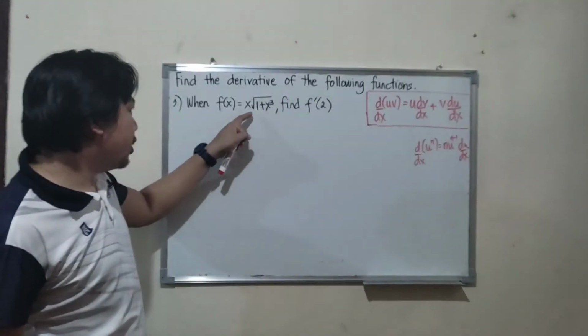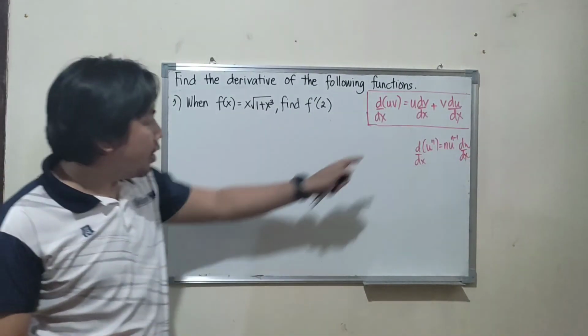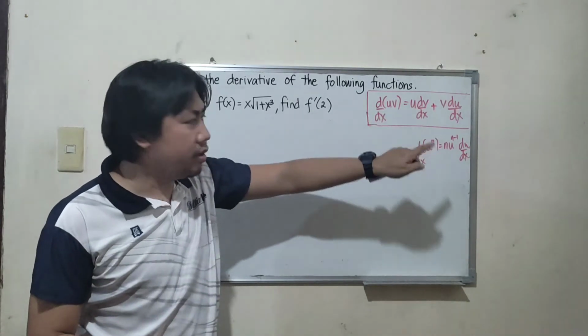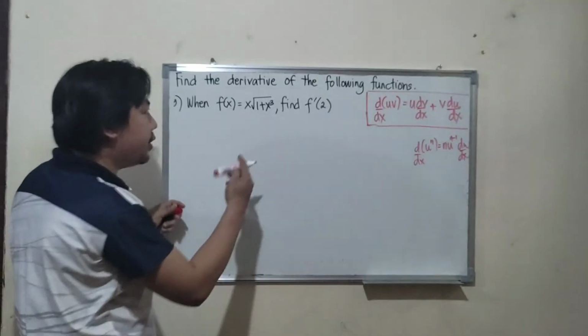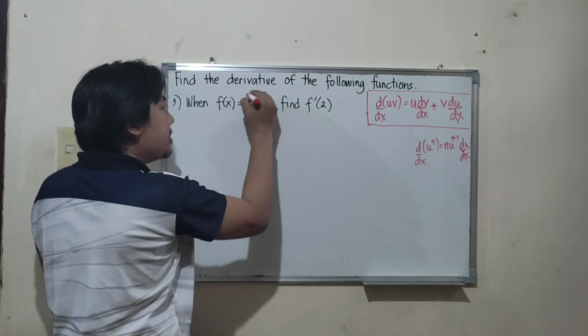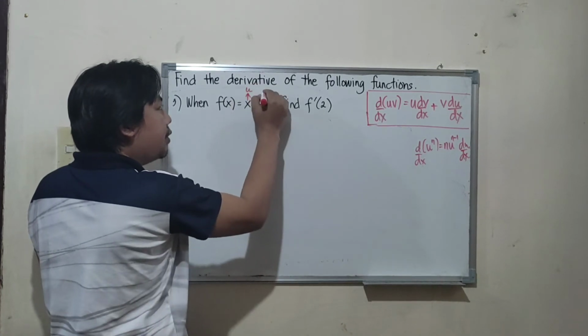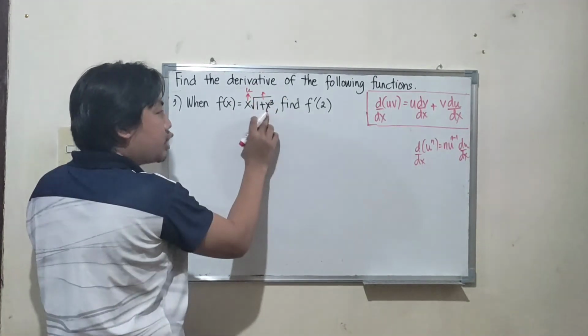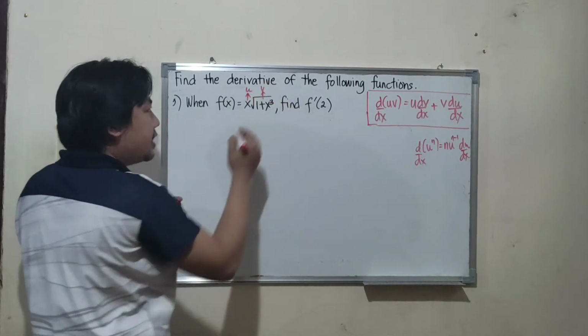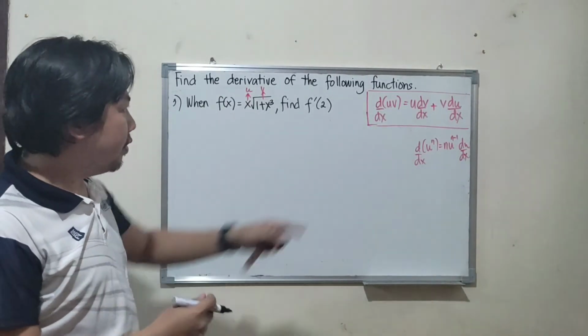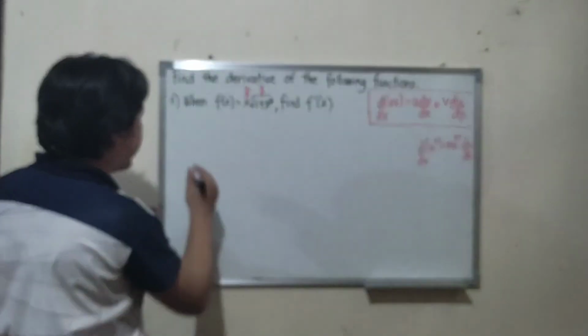Okay? So, in this problem, we will use the product rule. So, we have u and v. So, the u in this example is the x. So, this is the u, and the v is the square root of 1 plus x cubed. So, this is our v. Okay, so apply now the formula. This formula, the product rule. So, apply the product rule.